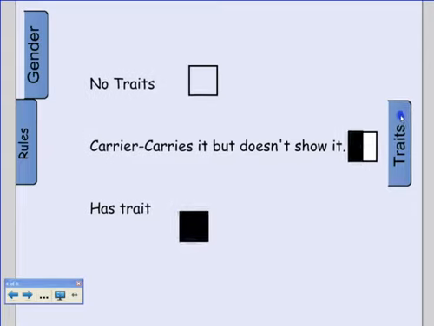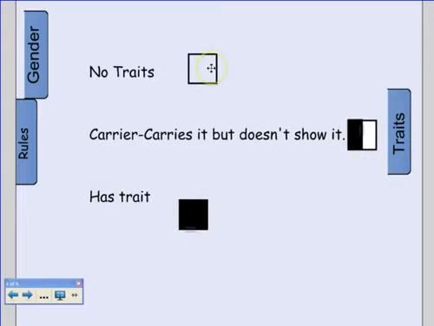As far as the shading goes, if you don't shade it, that means it doesn't have the trait you're trying to track. If you have it half shaded, that means it shows a trait, but it carries another trait. If you fully shade it in, it has the trait.